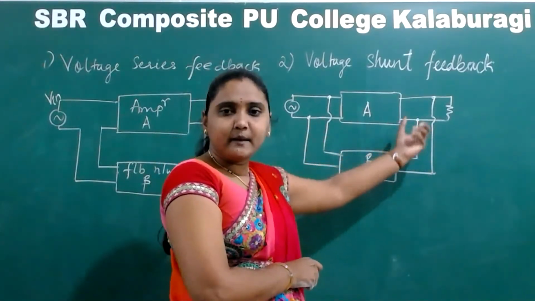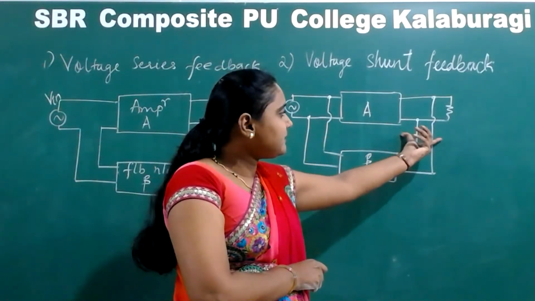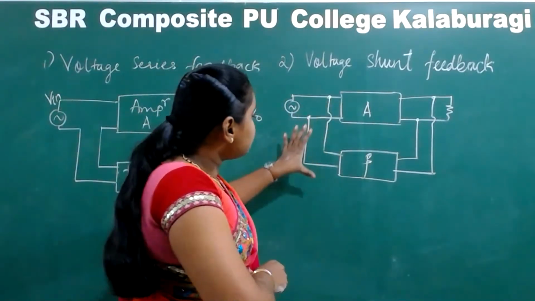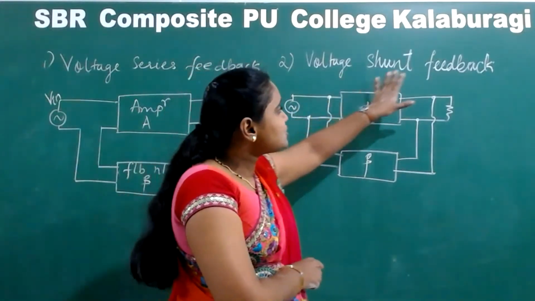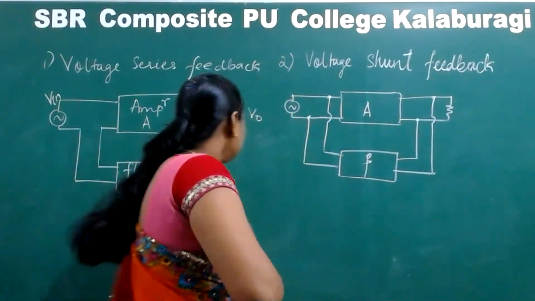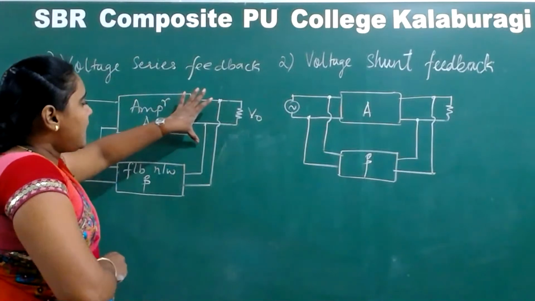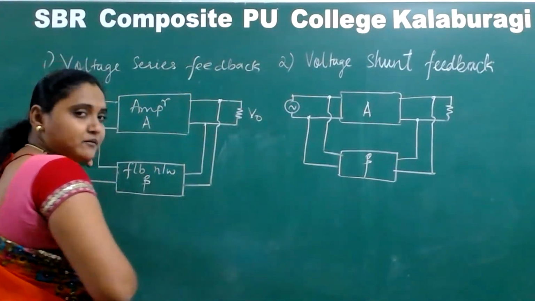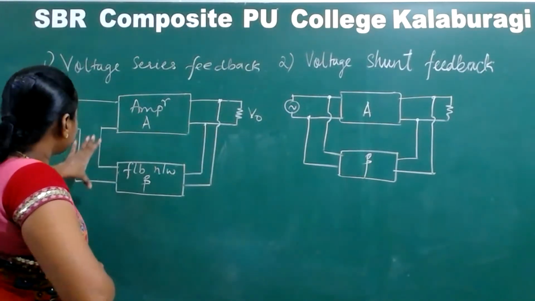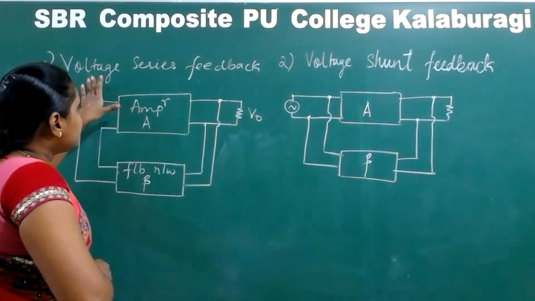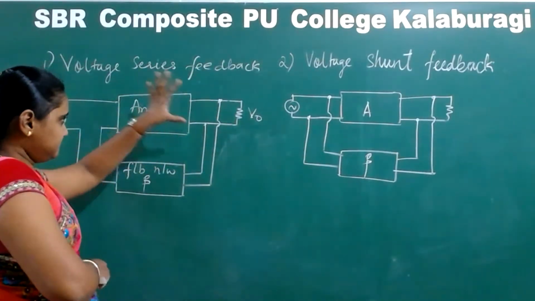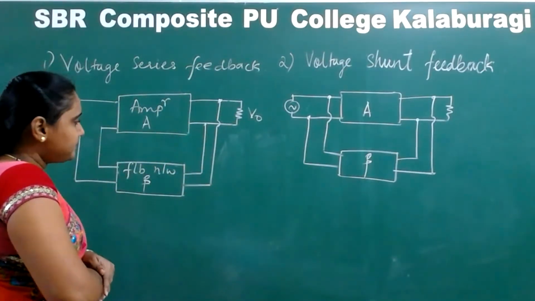Feedback side, where I am driving the feedback signal, there also I am giving a parallel connection. Where I am applying the feedback, there also I am having a parallel connection. This type of block diagram is called as voltage shunt feedback. Whereas output side, where I am taking the feedback, parallel connection. Input side, where I am feeding the feedback, is series type. Then it is called as voltage series feedback. Voltage series feedback. Okay.